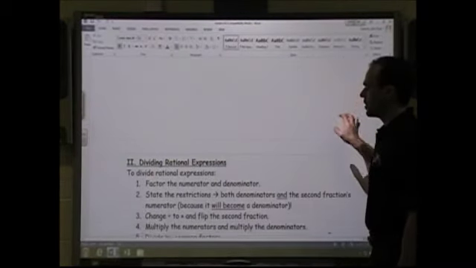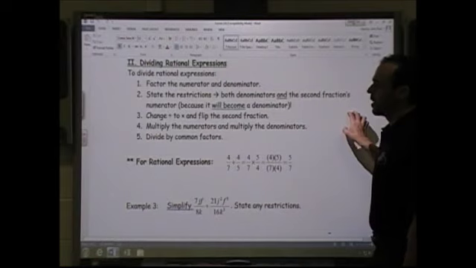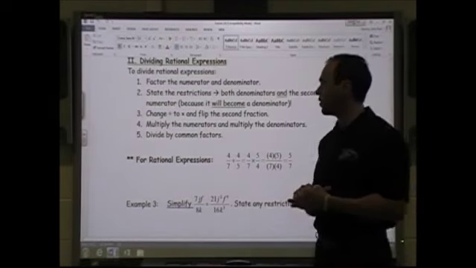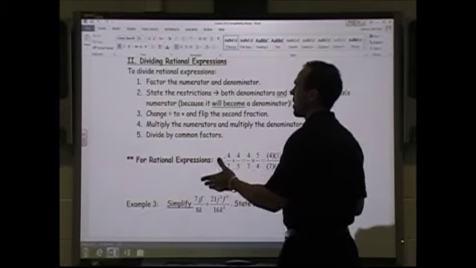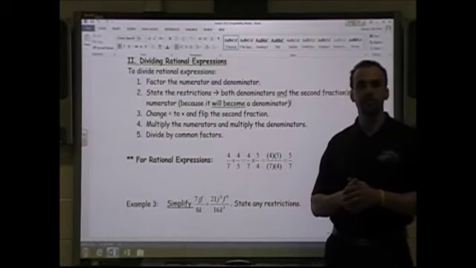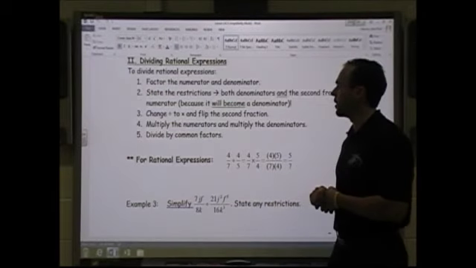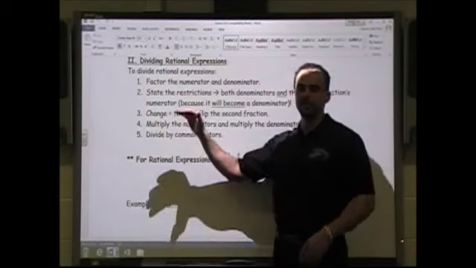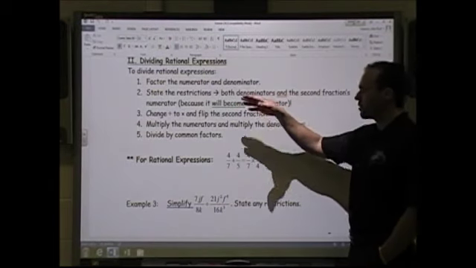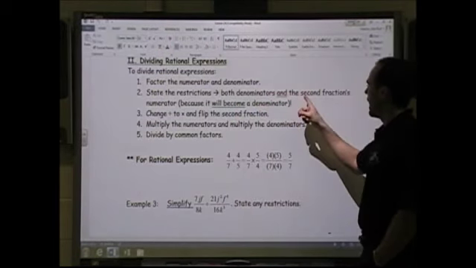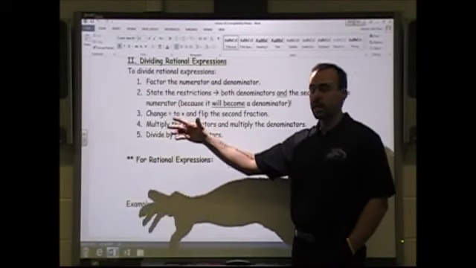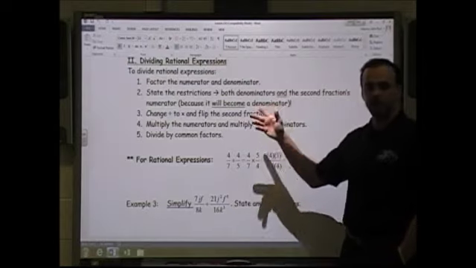Now division, it's just a little different, not much. But if you remember how to divide fractions, hopefully you remember that. It says to divide rational expressions, the first thing you do, again, is factor both the numerator and the denominator. The second thing always is state the restrictions. Now it says both denominators, you're going to state obviously, and the second fraction's numerator. Why? Because it becomes the denominator.